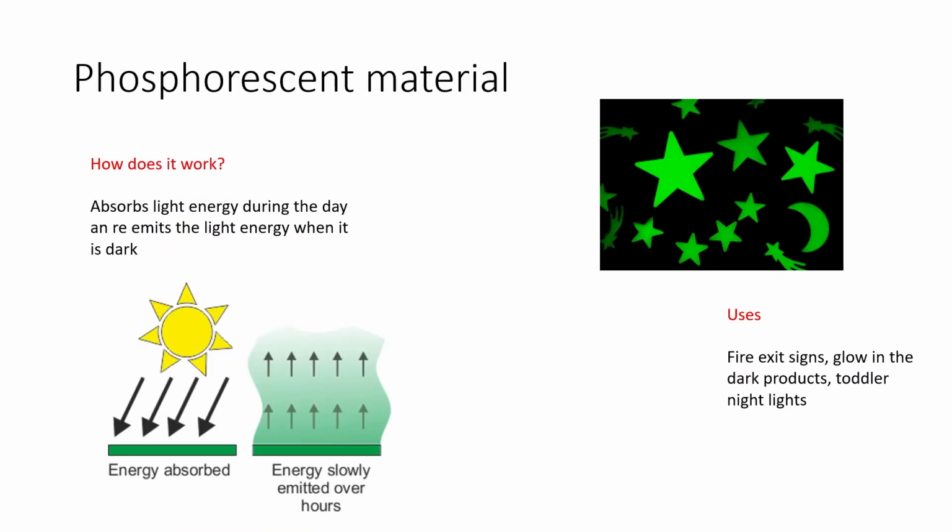Next, phosphorescent material. This most commonly is glow in the dark, like the stars and moon stickers you might have stuck on your wall at home when you were little. During the day it absorbs light, and then at night it emits the light again. It's used a lot in things like emergency signs, such as fire exits. It's not glow sticks, by the way, so please don't get glow sticks mixed up with phosphorescence.